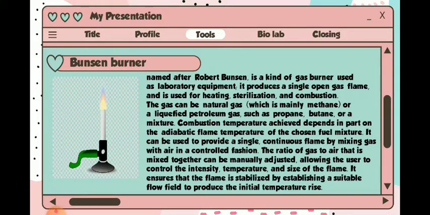It can be used to provide a single continuous flame by mixing gas with air in a controlled fashion. The ratio of gas to air that is mixed together can be manually adjusted, allowing the user to control the intensity, temperature, and the size of the flame. It ensures that the flame is stabilized by establishing a suitable flow field to produce the initial temperature rise.